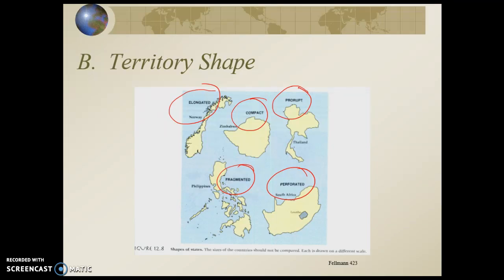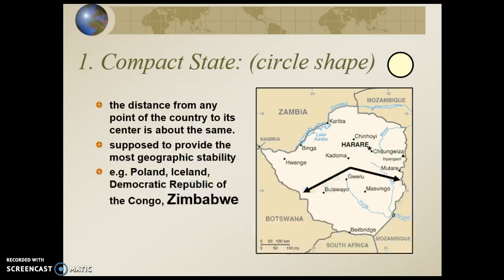The shape of the state can affect communication, transportation, and it could also lead to almost separatist movements within it, based on the shape as well. So let's start taking a look at some of these and then some of the problems and advantages, disadvantages.